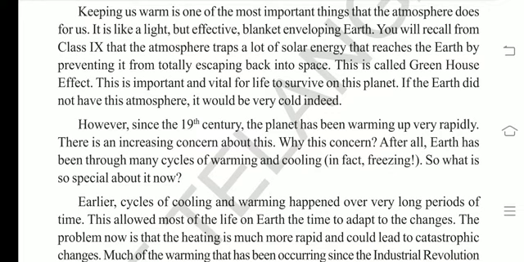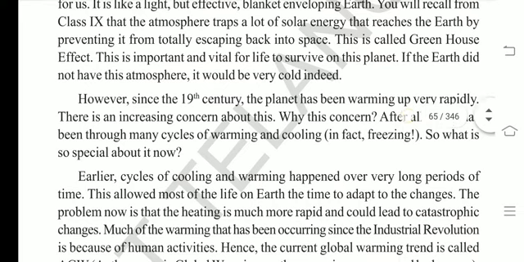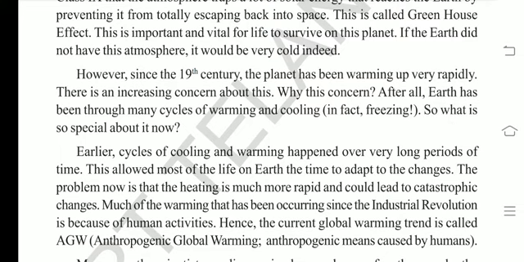How is it a problem? In its initial stage, the earth passed through many cycles of warming and cooling, so now also it is becoming warm and it may become cool. That may be one of the stages in the formation of the earth, right? But the main point here is that this warmness is very high. So what is the speciality? Earlier our earth passed through cycles of cooling and warming over very long periods of time. But today, from the 19th century onwards, it is happening very fast. Earth is becoming warm very fast.